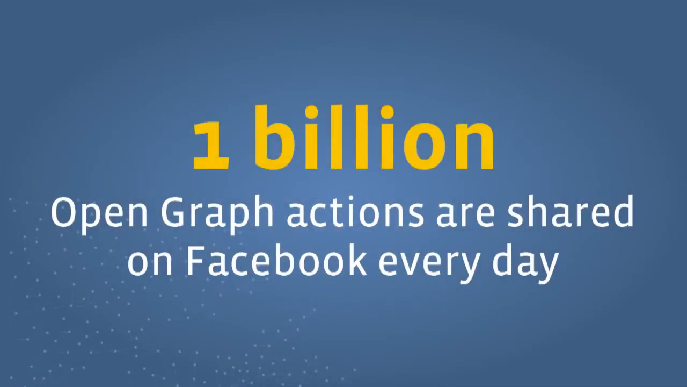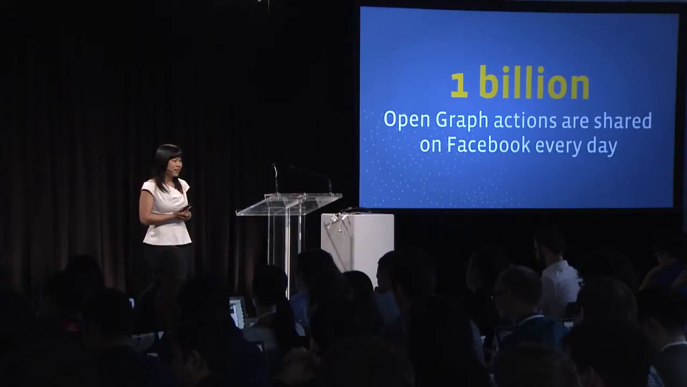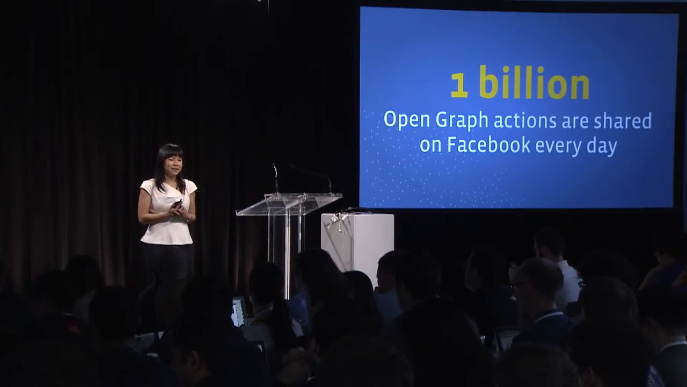So it's been a little over a year since we launched Open Graph. And I don't know if you guys know this, but over 1 billion actions are shared via Open Graph to Facebook every single day. Now, I'm the product manager for Open Graph, and this number surprises me every single day, right? We're not talking about billion MAUs, we're talking about billion actions every single day.